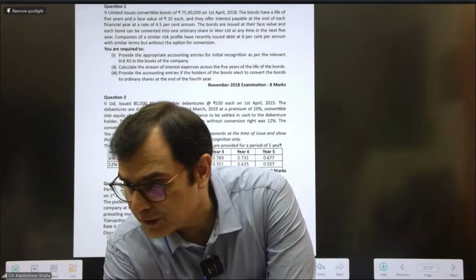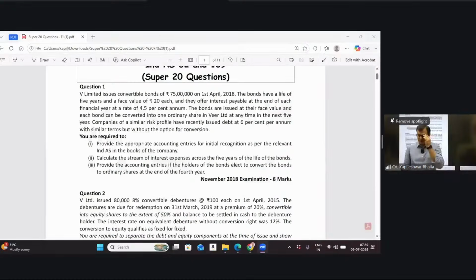This is an examination question, and let's have a read out here. I hope that's visible enough now. So let me read the question to you. It says, we limited issued bonds which have a life of 5 years and a face value of 20, and they offer conversion at any time in the next 5 years. Companies with a similar risk profile have recently issued debt at the rate of 6% per annum with similar terms but without the option for conversion.